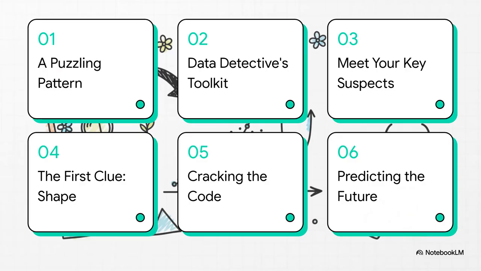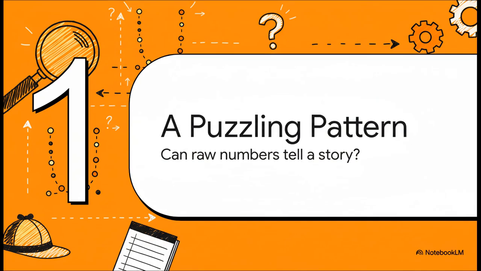All right, so here's our game plan for this investigation. First, we'll look at a puzzling pattern. Then we'll grab our detective toolkit. We'll meet the usual suspects, find that first big clue, and then we'll crack the code. And the best part, we'll use all that to actually predict the future. Let's get into it.